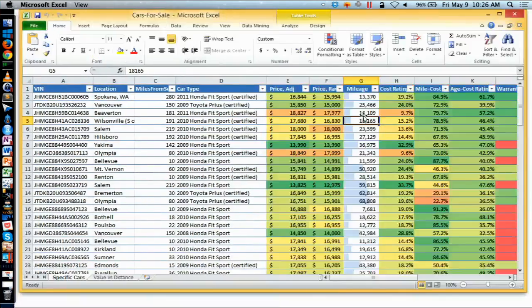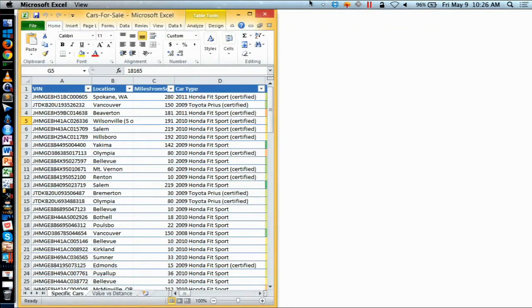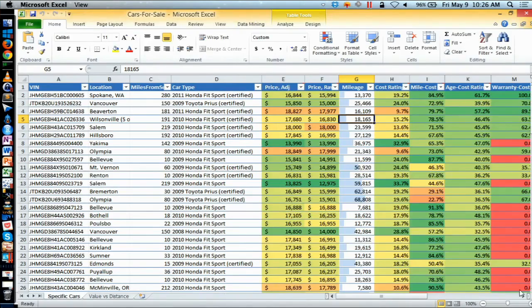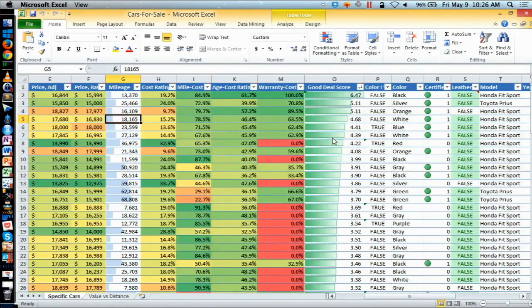And at the very end, I did a bunch of Excel math. I have no idea what it's doing. Okay. And came up with what I call a score, which is basically mileage plus age plus warranty plus basically how accurate the cost is going to be.